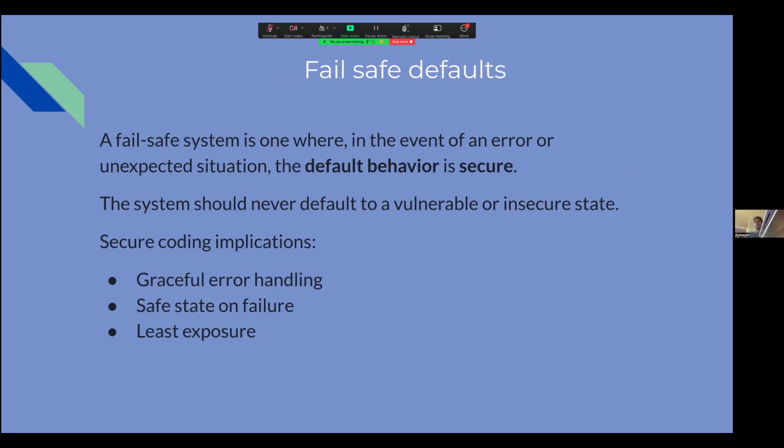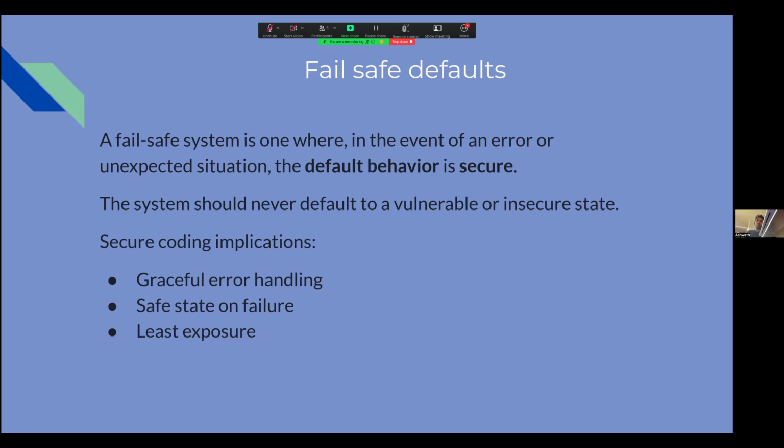Yeah, fail-safe defaults, another key principle for secure programming. It's quite straightforward. I think most of these principles are very self-explanatory, but I'm going to expand on these topics so that you get a bigger picture, right?